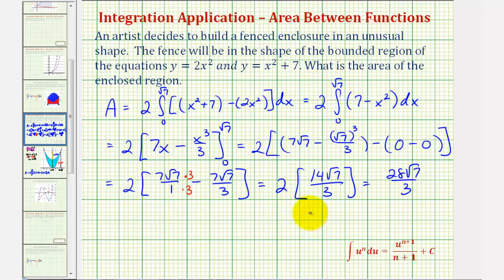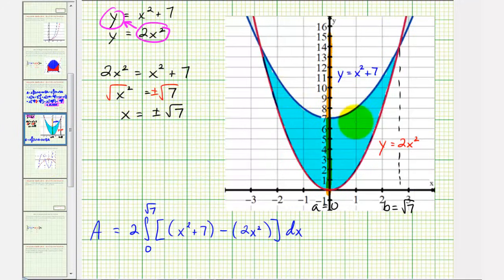Or for decimal approximation, this would be approximately 24.69368. But in the homework, we should enter the exact value unless we're told otherwise. If we go back to the graph for a moment, we just found the area of this bounded region here. It's exactly 28 square root 7 divided by 3 square units, or approximately 24.69368 square units.